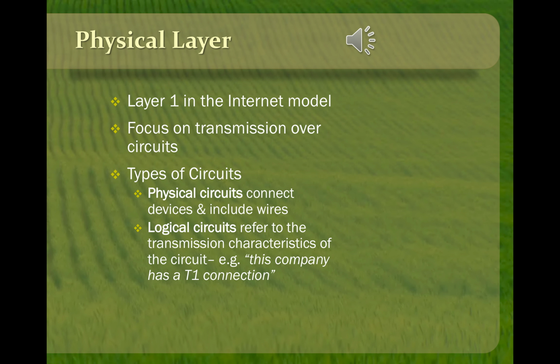For example, when you hear somebody say, this company has a T1 connection, or this connection is an ISDN line, or something to that effect, that is a logical example of a circuit.